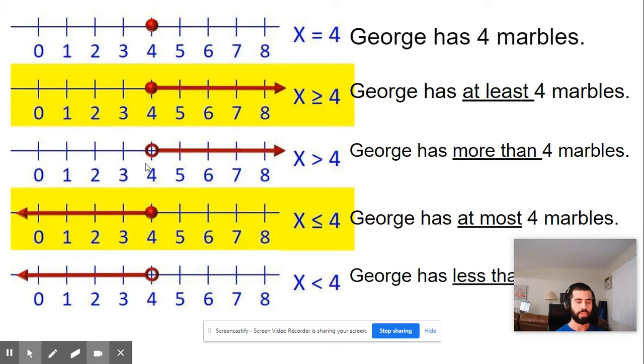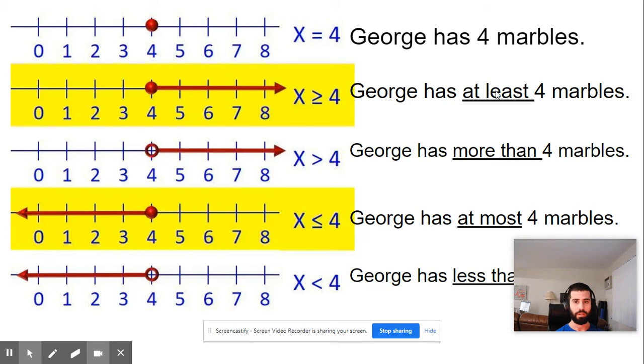This next one, we have the same thing, but it's an open circle, meaning it's not 4. So X is greater than 4. George has more than 4 marbles. That means he might have 5, he might have 6, he might have 7. Anything bigger than 4 he might have. But he doesn't have 4. He doesn't have exactly 4.